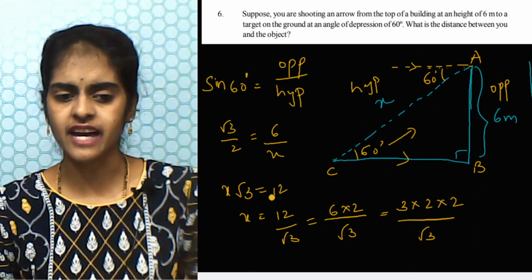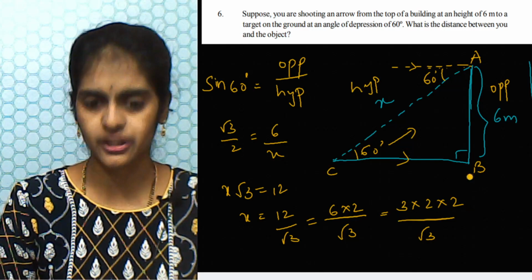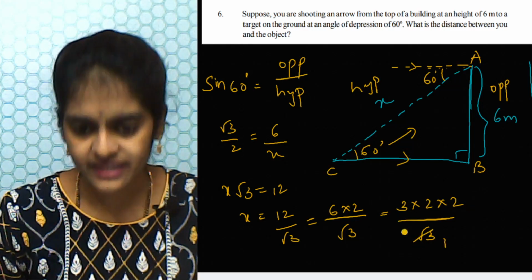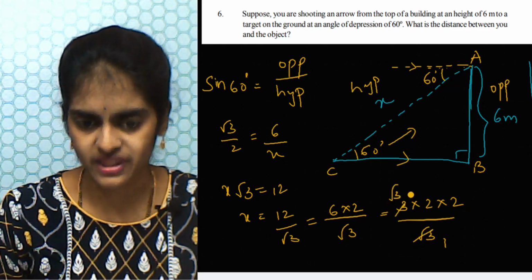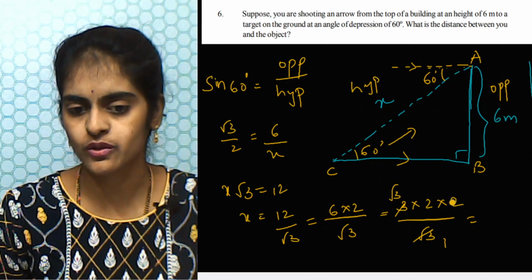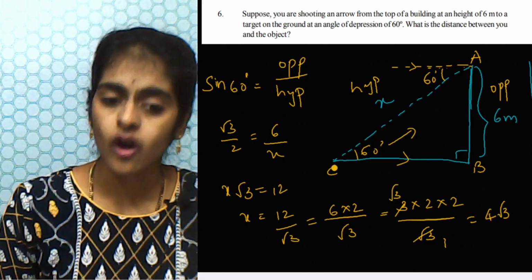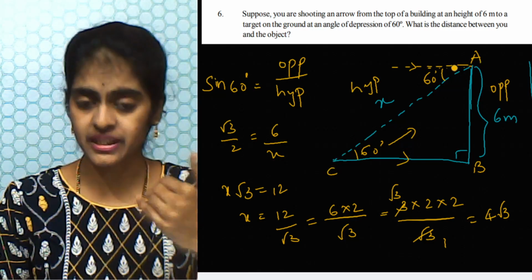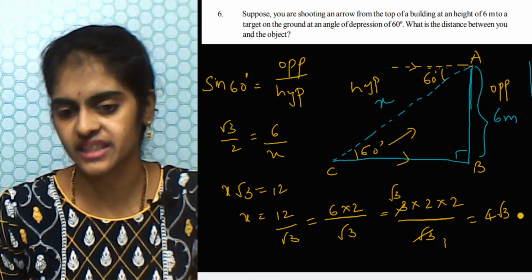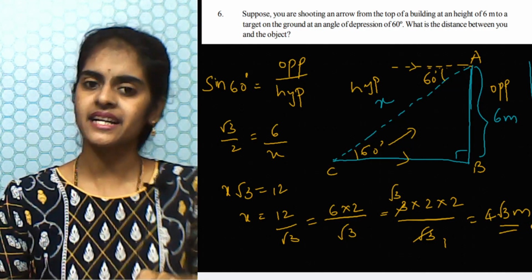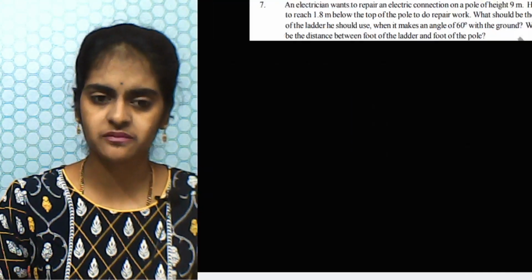Okay, nothing but 12, I have prime factors, you get 3 into 2 into 2. Now root 3 cancels one time and here you have root 3. So this is nothing but 2 2s are 4 root 3. So the distance between the object and between us is nothing but 4 root 3 meters. Clear? Let us move on to the next one now.